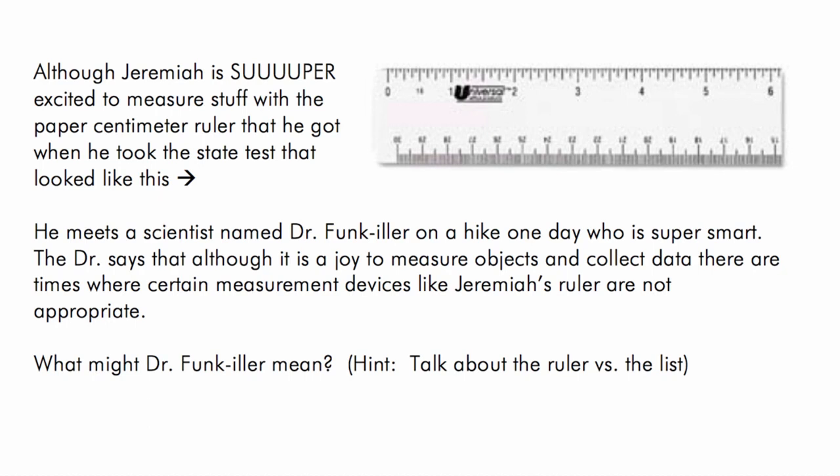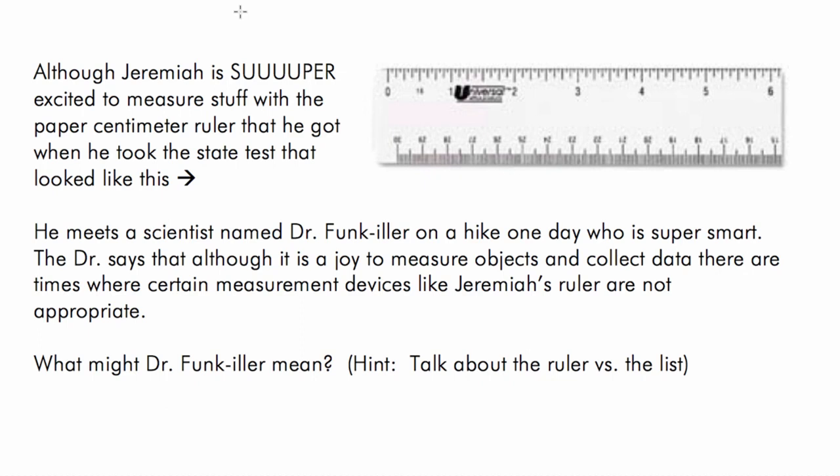Although Jeremiah is super excited to measure stuff with a paper centimeter ruler that he got when he took the state test, they look like this. I wonder if he took it, or if he was given it. I wonder if he asked permission. It's always better to ask permission. Anyway, he meets a scientist named Dr. Funk-Iller on a hike one day who is super smart. The doctor says that although it is a joy to measure objects and collect data, there are times when certain measurement devices, like Jeremiah's ruler, are not appropriate. What might Dr. Funk-Iller mean? Hint, talk about the ruler versus the list.